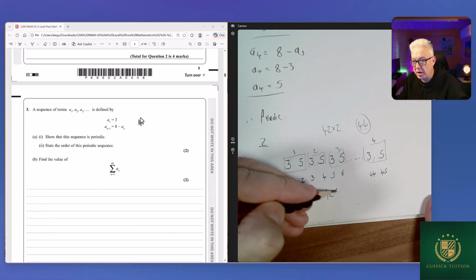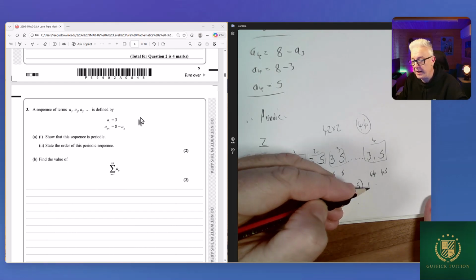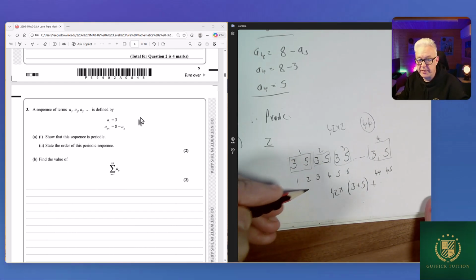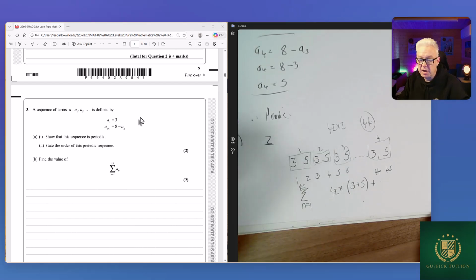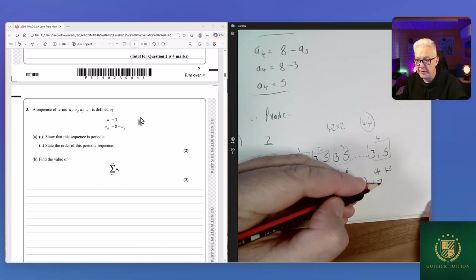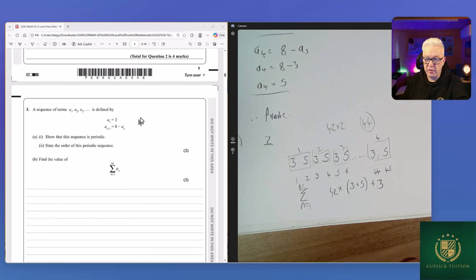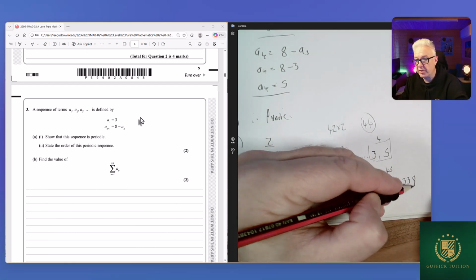So we're going to have 42 times by 3 add 5, and then finally this is for the summation from n equals 1 to 85. So we're going to get 42 pairings of 3 add 5, and then at the end we'll have a 3. Okay, so therefore it's 42 times 8 add 3. And when you work that out, that turns out to be 339.